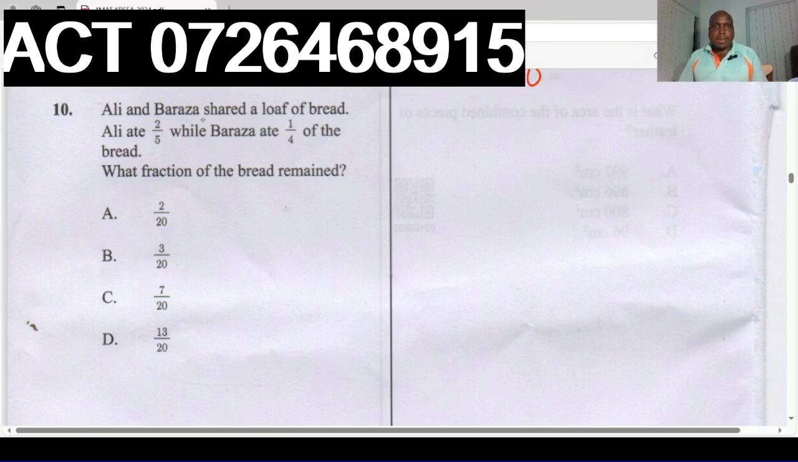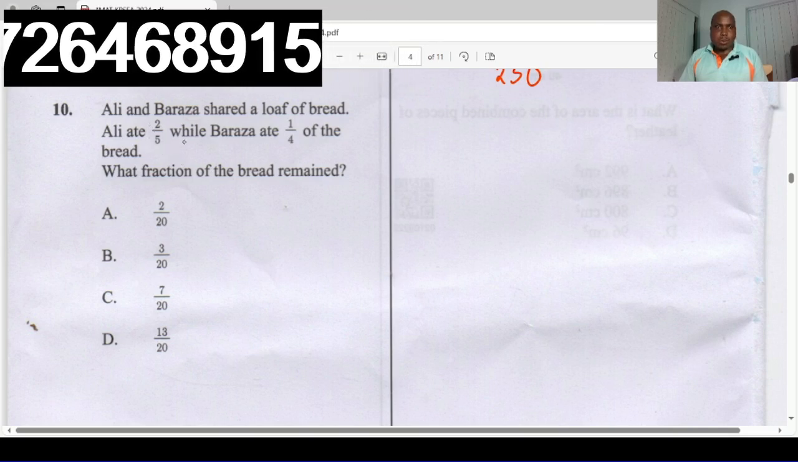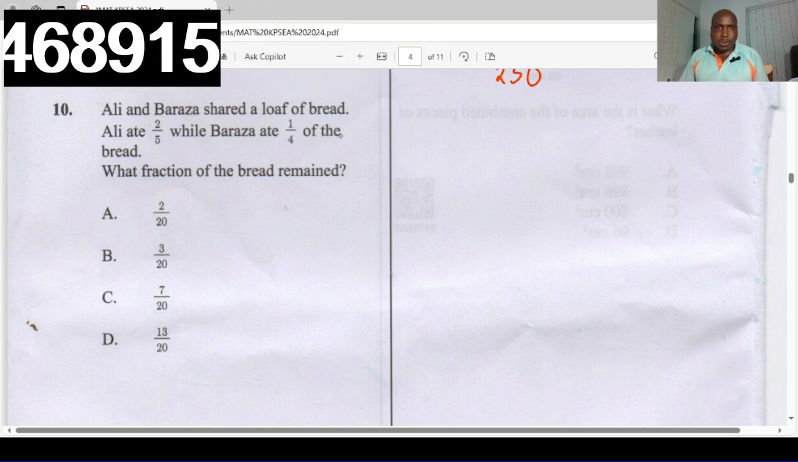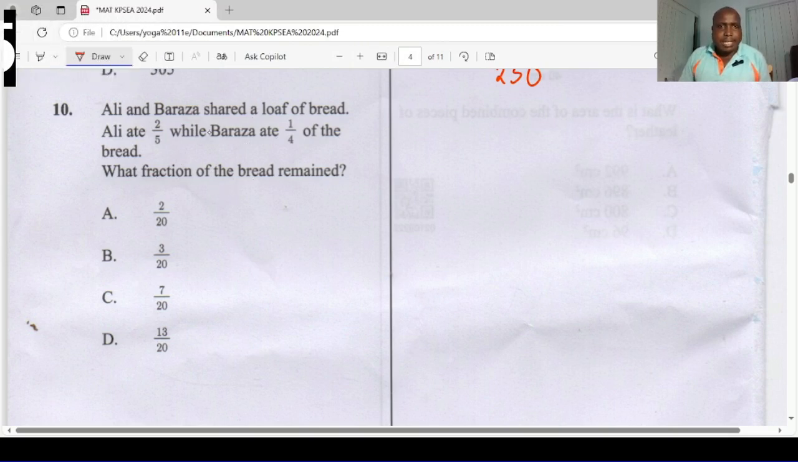Ali and Baraza shared a loaf of bread. Ali ate 2 over 5, while Baraza ate 1 over 4 of the bread. What fraction of the bread remained? So here, this one ate 2 over 5, and the other one ate 1 over 4.